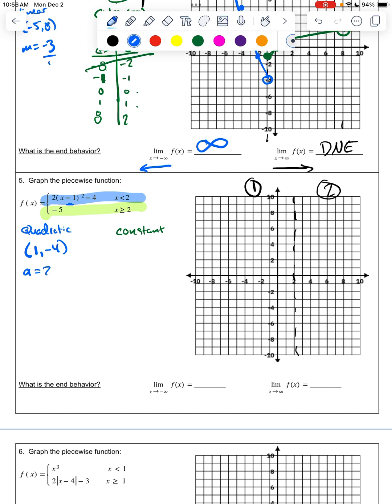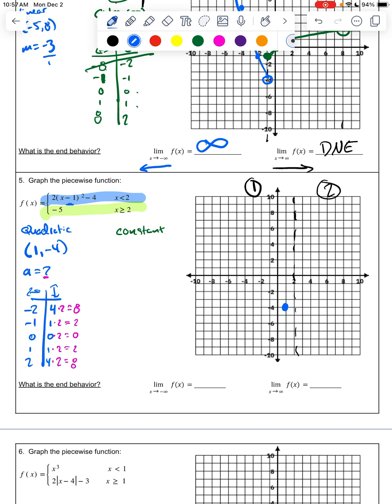So let's deal with piece 1 first. Piece 1, the starting point is at 1, -4. Let's go ahead and plot that. Since it's not at the boundary, we're good to go. Quadratic parent function looks like this. -2, -1, 0, 1, 2. Normally that's 4, 1, 0, 1, 4. But we have an a value here of 2. So we're going to multiply all of those values by that a value of 2. Don't forget that that a value is part of the graph.